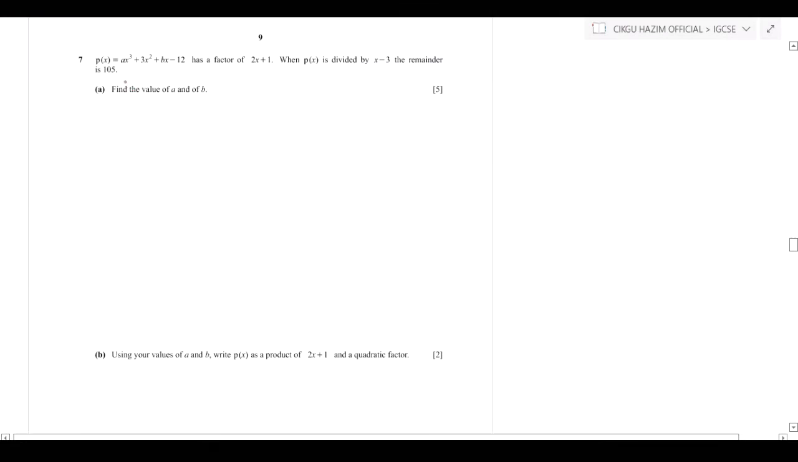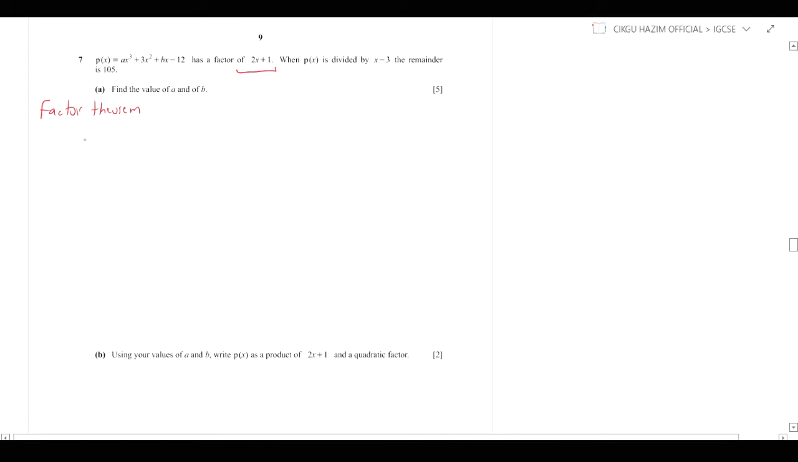For question number 7 here, what we have is a remainder and factor theorem. Right now we have a cubic equation and this is a factor. When this is a factor, we need to apply the factor theorem. To apply the factor theorem, find the value of x such that when we substitute in the initial equation, the remainder will be 0.